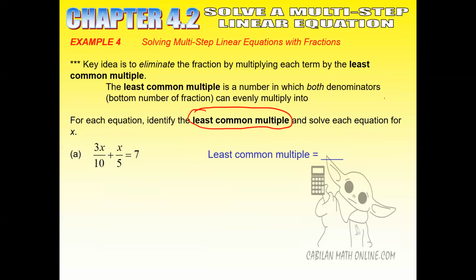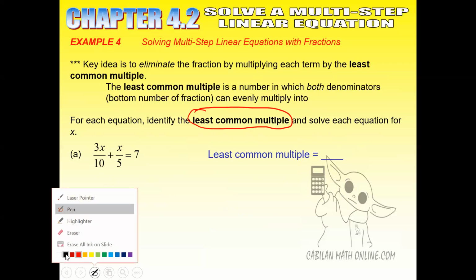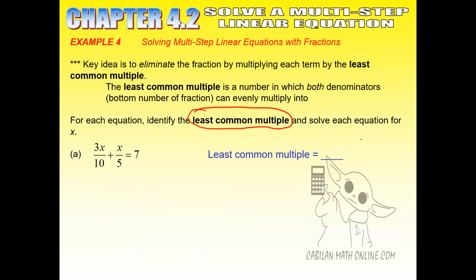Well, what you want to do here is to look at both numbers and see what numbers they have in common here. So I'm going to do that on the side. Starting off with 5 here, if I list all the multiples of 5, what we have here is 5, 10, 15, 20, 25, etc. I can keep going, but I just want to get my point across. Now with 10, what we have here is 10, 20, 30, 40, 50, and so forth.